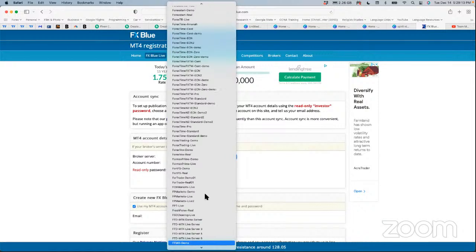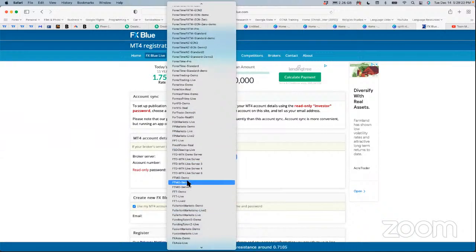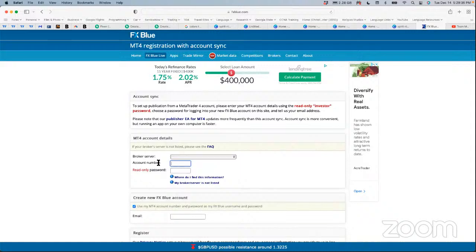Let's say you're using FTMO. If you're using FTMO, it's right here, the demo, the live server, and their second server, or Hugo's Way. There's Hugo's Way right here. So you're going to select the broker, and you're going to put in your account login and password. It's going to be the login to the MT4 account, not what you log into your broker website with. It's going to be that same information that you use to sign into MT4 with, right?